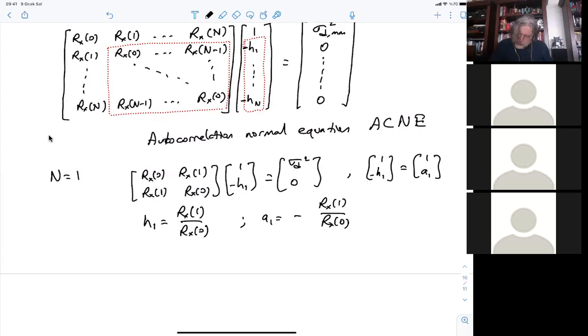And it also gives you the error variance, sigma d square, to be equal to 1 minus A1 square or H1 square times Rx0, okay? And this Rx0 is sigma x square, as we know. A1 square is equal to H1 square, and 1 minus H1 square times sigma x square was the previous solution, but we wrote it in a different way. Instead of this A1, we wrote it as rho 1.